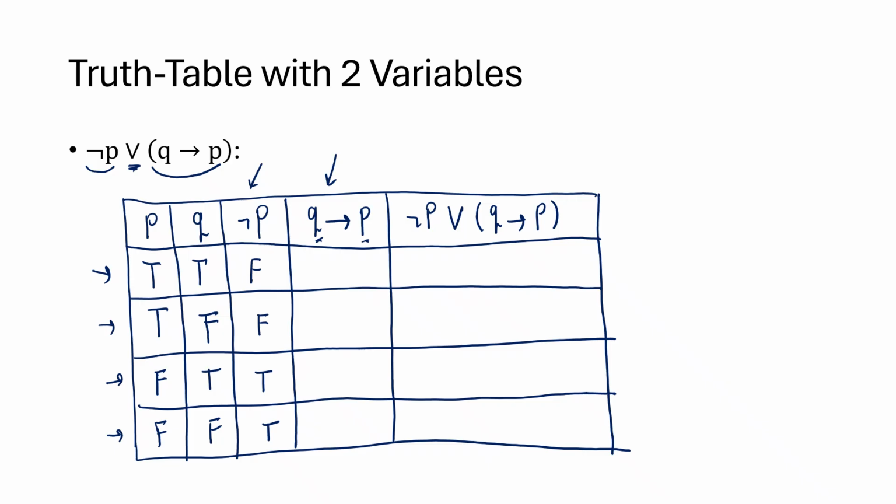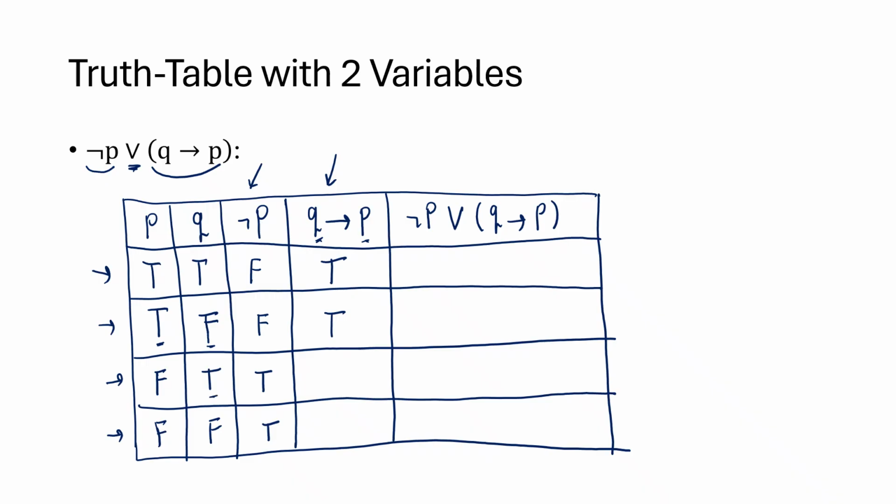On the first row, the premise, which is Q, is true and the conclusion, which is P, is also true. So if true, then true is true. On the next row, the premise, which is Q, is false and the conclusion, which is P, is true. So if false, then true. That's also true.